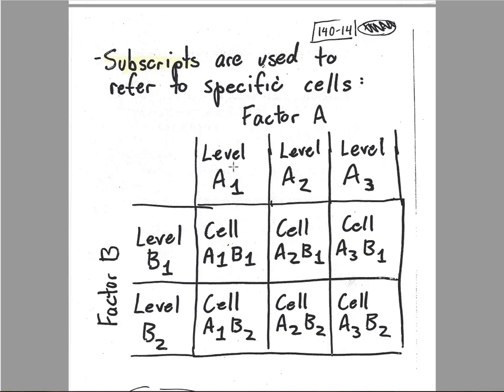Level A1 was the people that got 0 weeks of therapy. Level B1 under factor B was people that had dysthymia. So there would be, what was it, 3 people that suffered from dysthymia and got 0 weeks of therapy. Cell A2B1, we're still looking at people that suffer from dysthymia, but these are the 3 people that got 5 weeks of therapy and so forth. So a spot in this table is a cell. It's a spot in the table where a specific level of factor A intersects with a specific level of factor B.